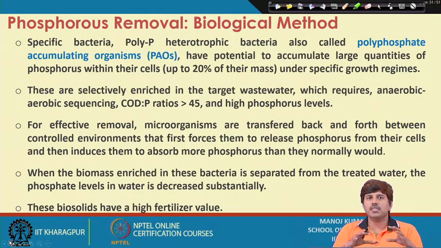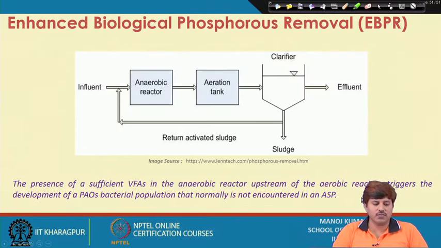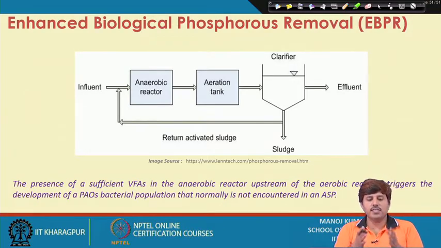When this biomass enriched in these bacteria is separated from the treated water, the phosphorus level in the water will decrease, because the majority of the phosphorus has been assimilated into the cell mass. The cell mass which is separated, because of its high phosphorus content, has a very high fertilizer value. So these biosolids are helpful in that way as well. As we said, it is an anaerobic aerobic sequence process.